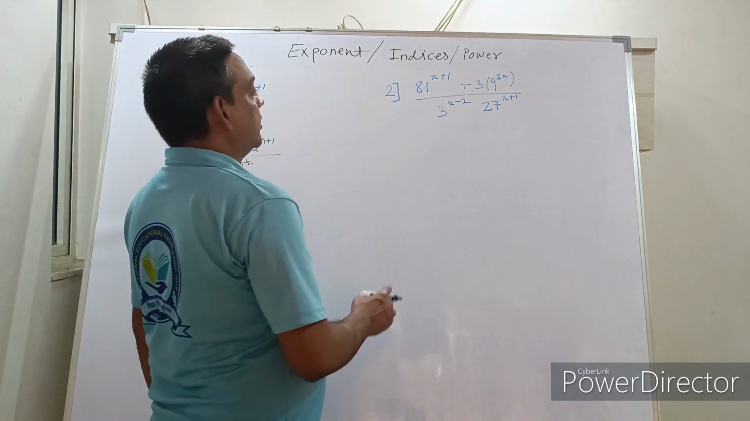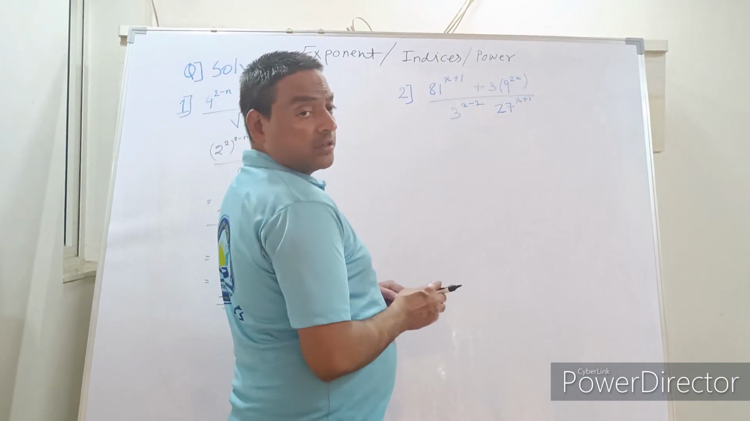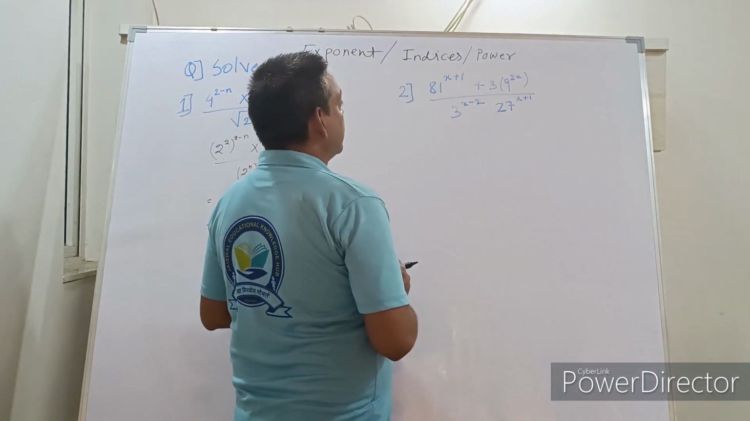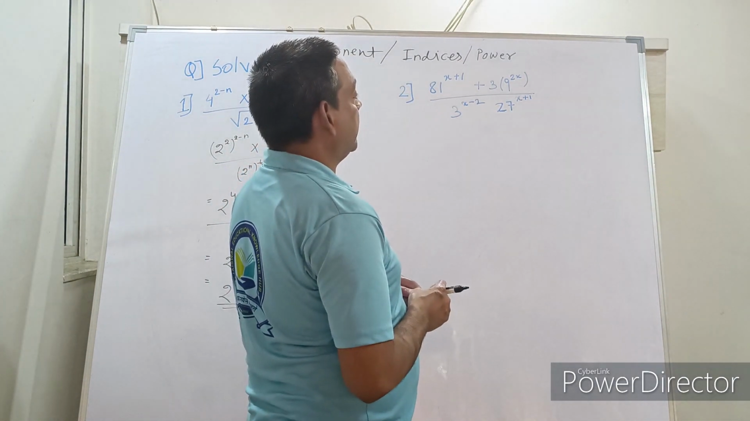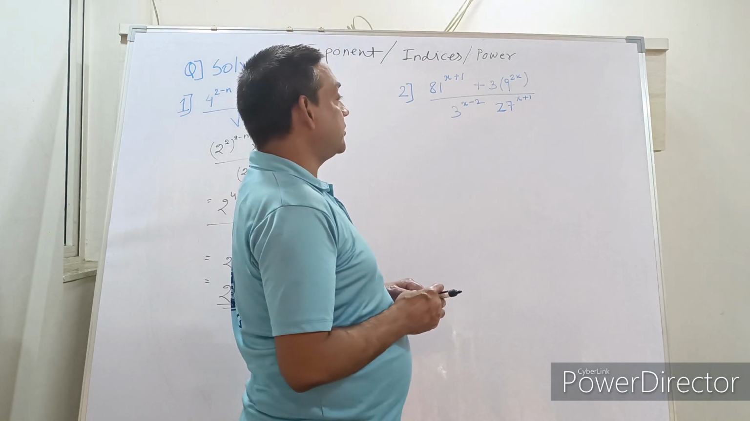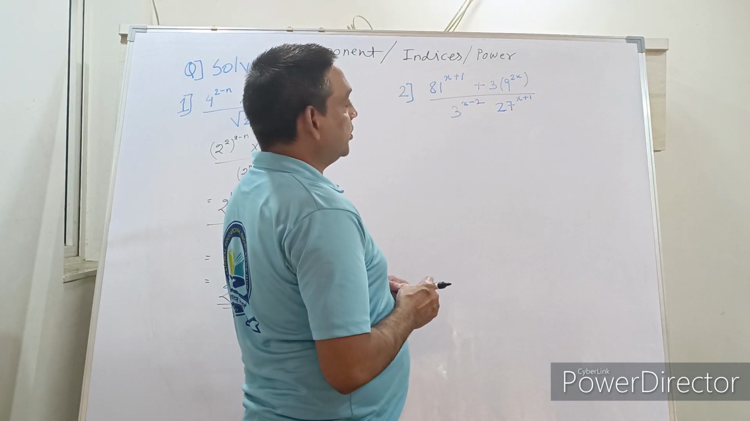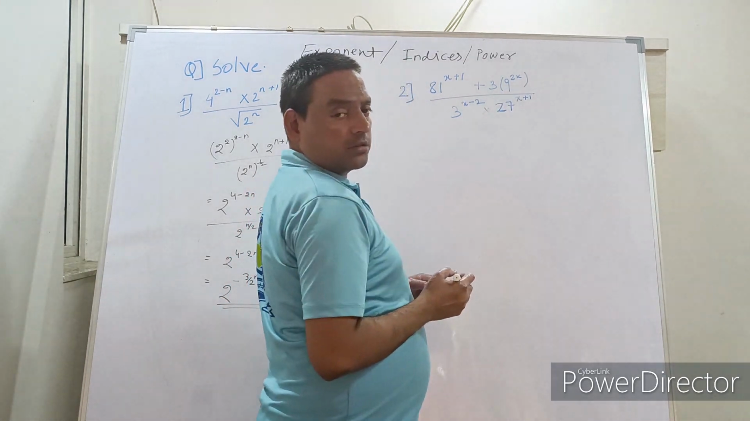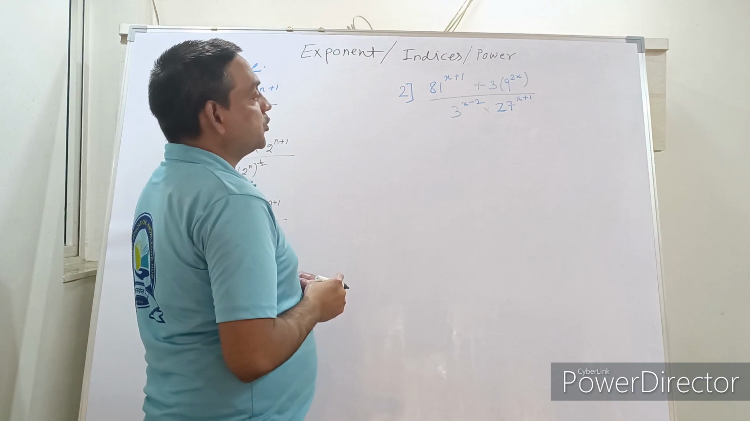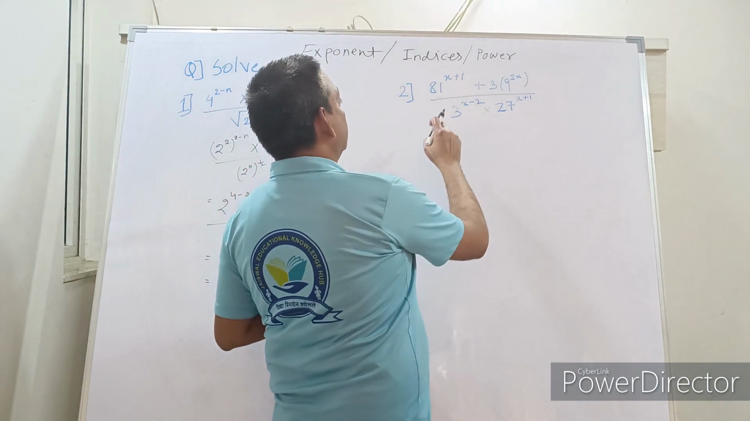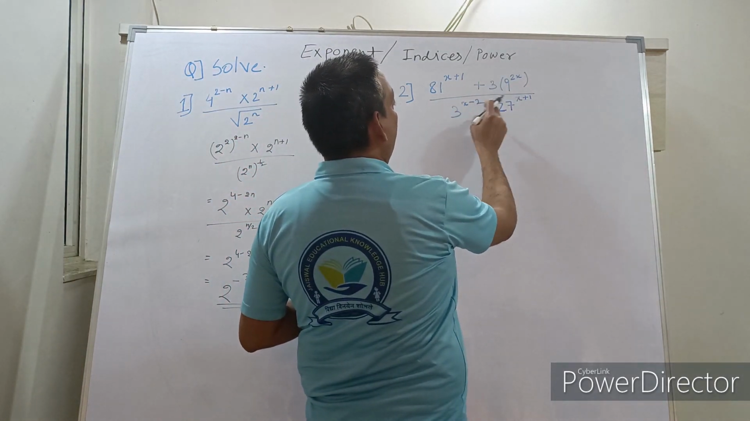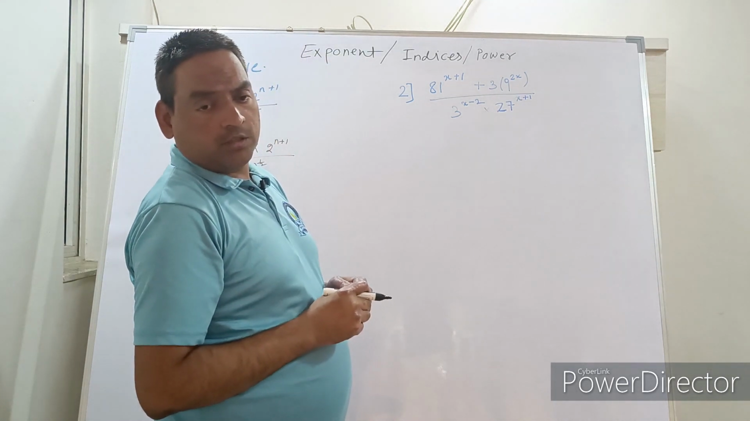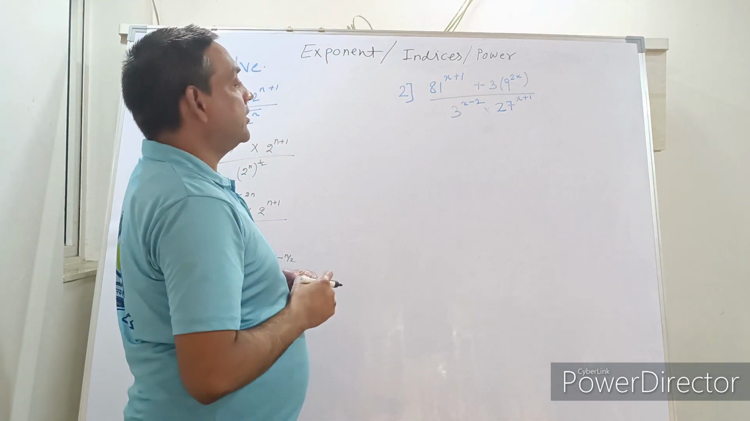Okay, let's do one more sum. The next one is 81 raised to x plus 1 plus 3 into 9 raised to 2x upon 3 raised to x minus 2 into 27 raised to x plus 1. Okay, now if you see again in this, we can take all the base as 3. Take all the base as 3.